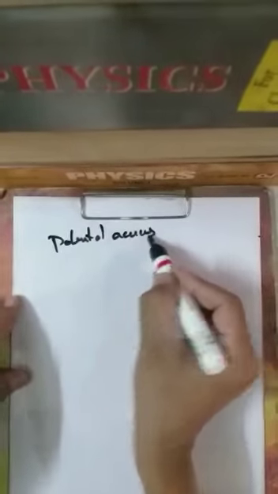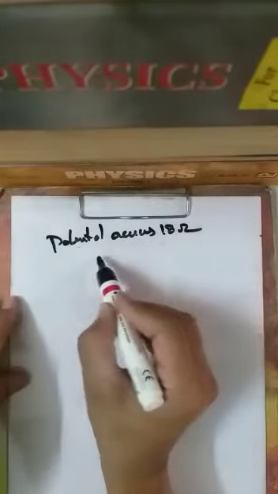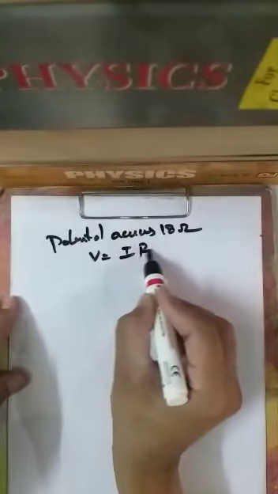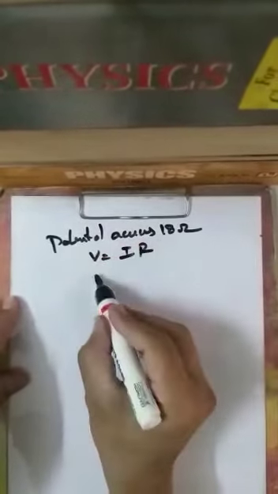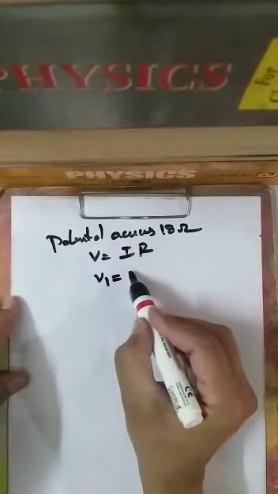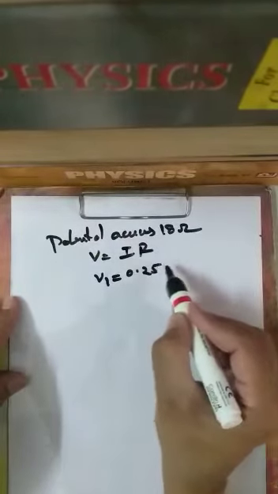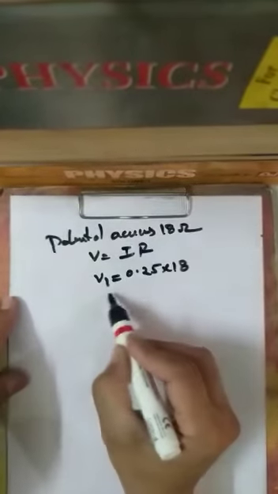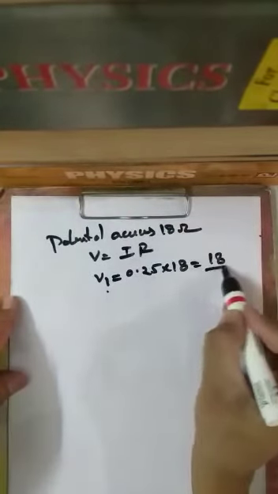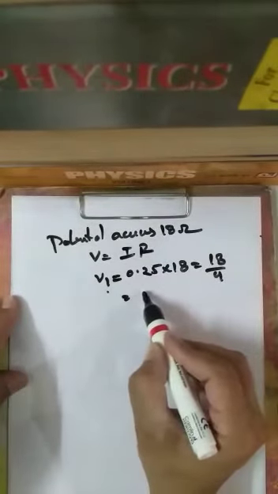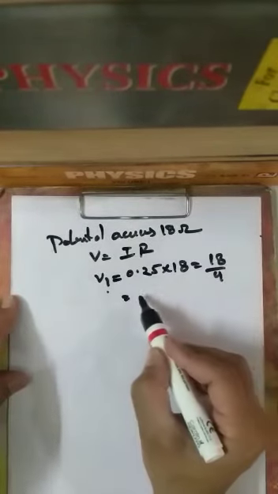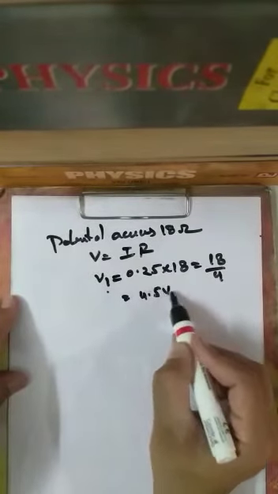Now we calculate the potential across 18 ohm. V is equal to IR. V1 is equal to total current 0.25 into 18 is equal to 18 upon 4 is equal to 4.5 volt.